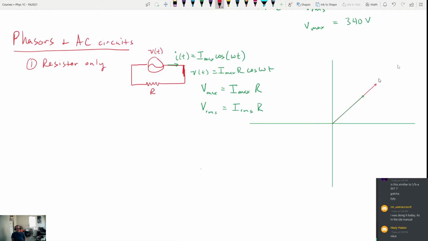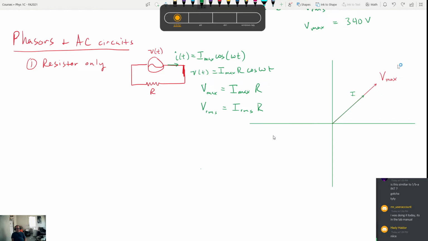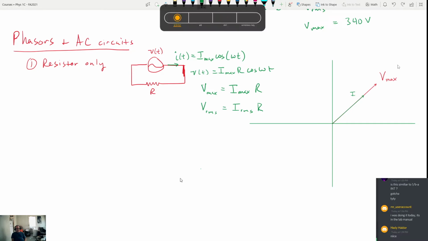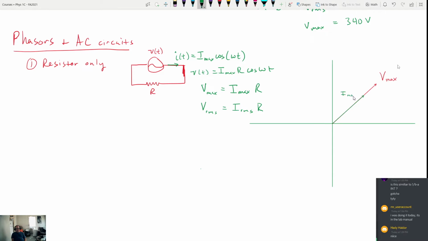This is our voltage phasor, and the length of this phasor is going to be V max, and the length of my current phasor is going to be I max. Okay, so the phasor has length I max. The red phasor has length V max. That's how long the phasor is. So the bigger the voltage, you can make this longer if you want to.